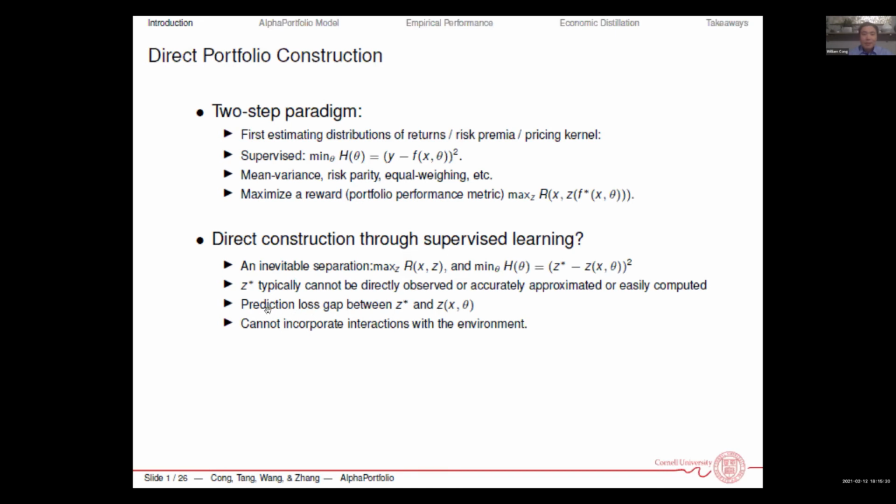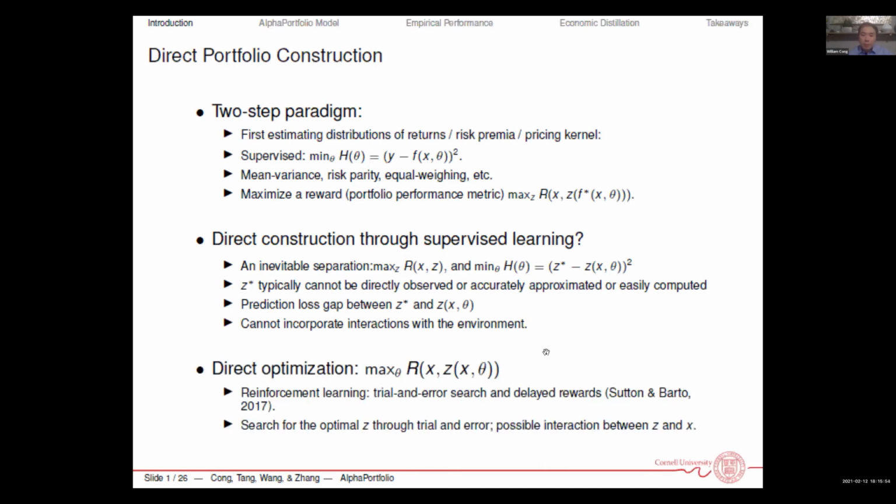So in that sense, there's some gap between this supervised learning approach, even if we were to directly estimate or optimize our portfolio. I'll show you the literature. There are some earlier pioneering attempts, but under supervised learning, there's limited what we can do, at least empirically. And supervised learning wouldn't incorporate interactions of the trading action and the environment. That's where reinforcement learning would come in.